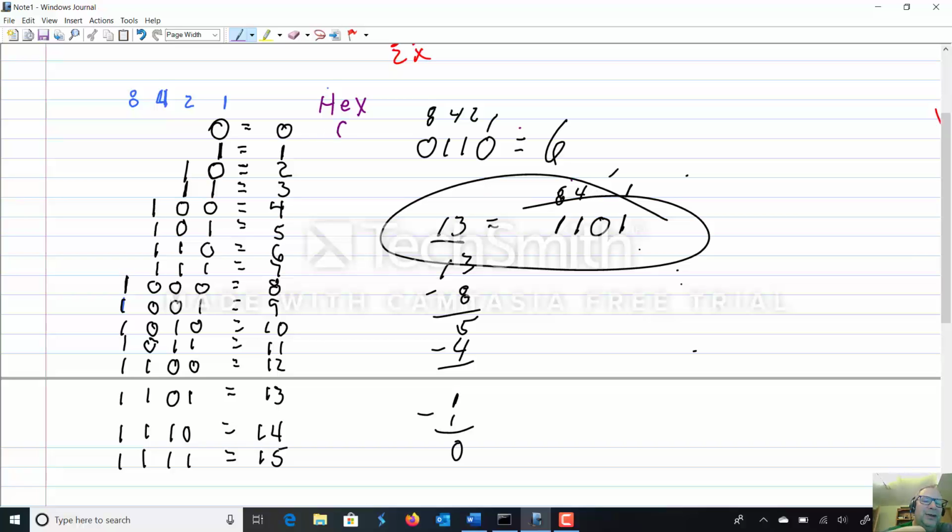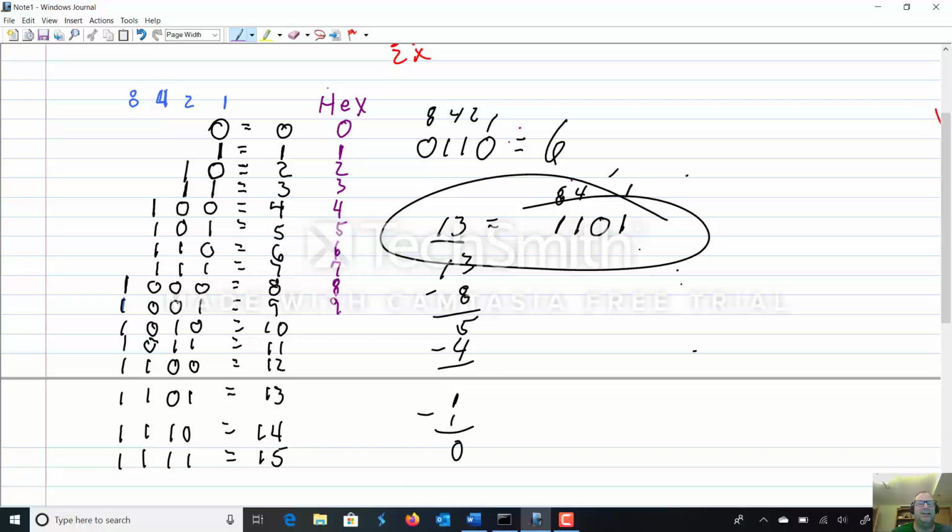So a 0 in decimal is a 0 in hex. And a 1 in decimal is a 1 in hex. And a 2 is a 2. And a 3 is a 3. And a 4 is a 4. And a 5 is a 5. A 6 is a 6. And a 7 is a 7. And an 8 is an 8. And a 9 is a 9.